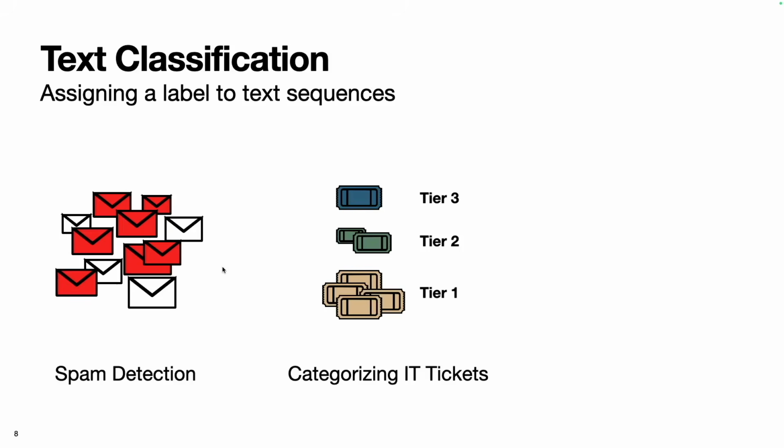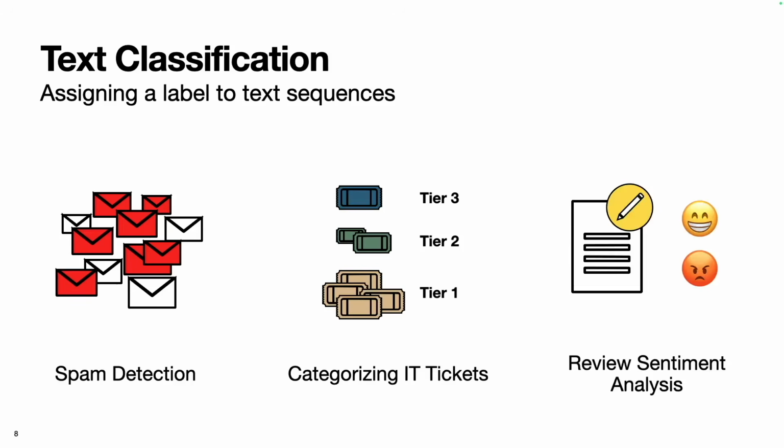Similarly, if we have incoming IT tickets, we could develop a text classification model to take those text sequences and categorize the IT tickets into the appropriate tiers. Finally, one could use a text classification model to do sentiment analysis on customer reviews. In other words, to analyze the number of happy customers and the number of unhappy customers.